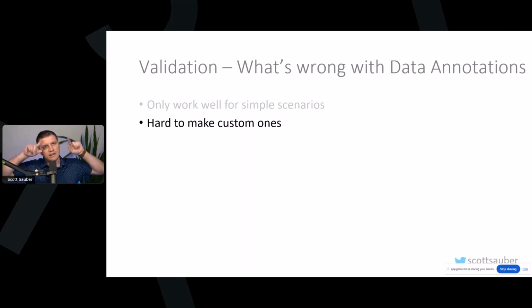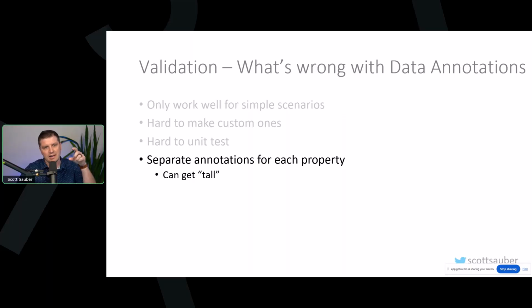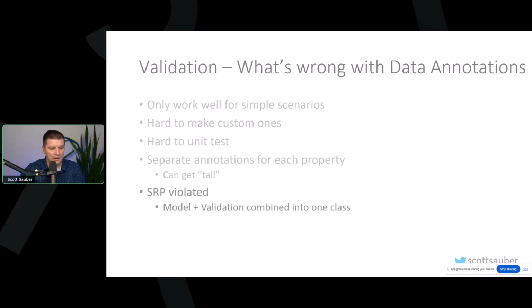These are saying, hey, this property is required, and things like that. Those are the data annotations. I also find they're hard to unit test, and we'll get into testing a little bit later. And I find separate annotations for each property can get tall. Maybe you say it's required and it needs to be an email address. And maybe you also have a custom one that says it has to be an email address from these domains, or whatever the case is. You end up stacking multiple attributes on top of each other. And you could also make the argument that the single responsibility principle is violated, because you're combining your models and your validation into one class.